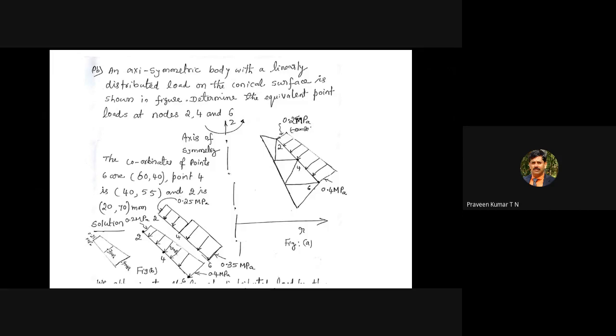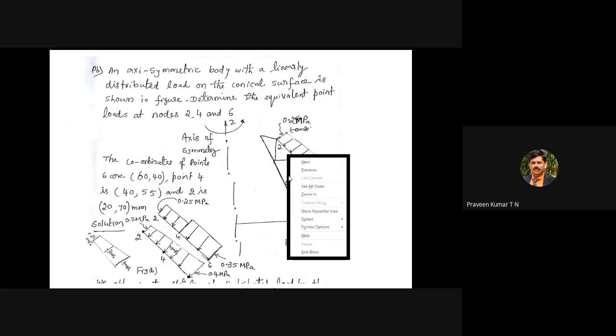The load varies from 0.4 megapascal to 0.2 megapascal. As in the finite element method there is no specific element to take care of this varying load, you have to find the equivalent uniformly distributed load. Now, this surface load is shared by two triangular elements: one is the upper triangular element and one is the bottom triangular element.